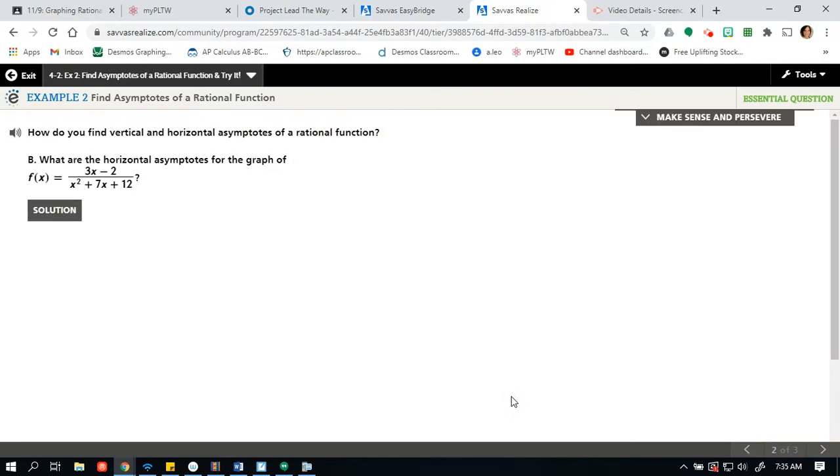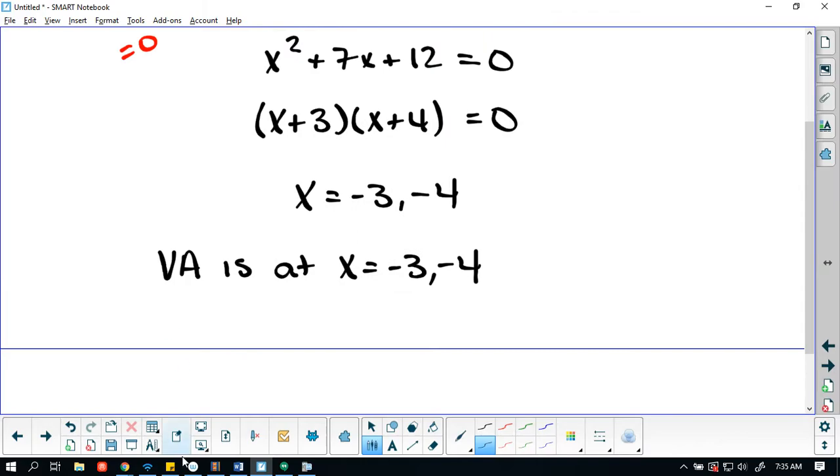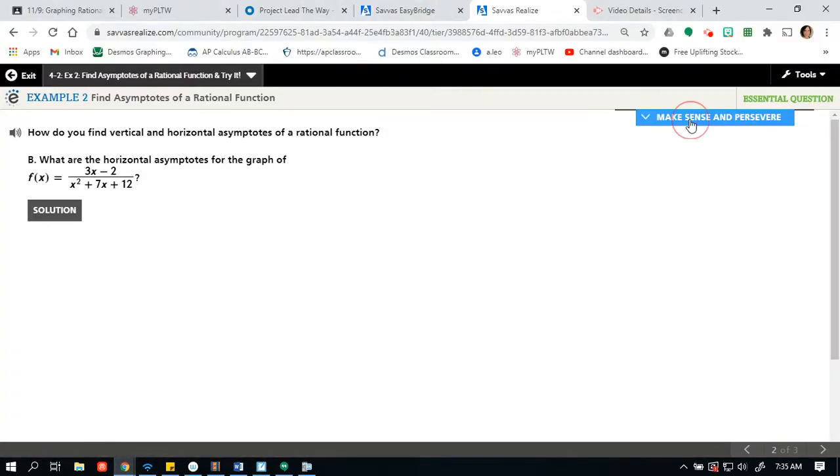Part 2: how do you find the vertical and horizontal asymptotes of a rational function? What are the horizontal asymptotes for the graph? All right, so let's look at the horizontal asymptotes. If the degree of the numerator is equal to the degree of the denominator, let's see, let's actually go back here. Maybe it states it here.